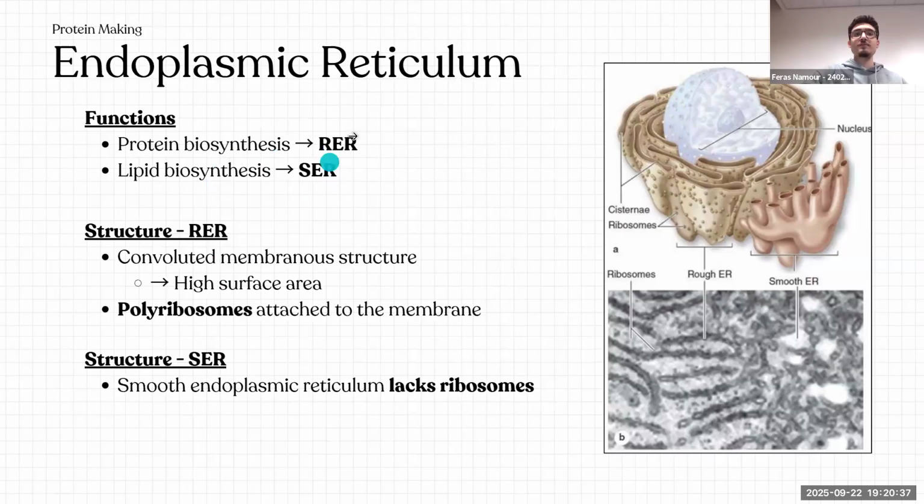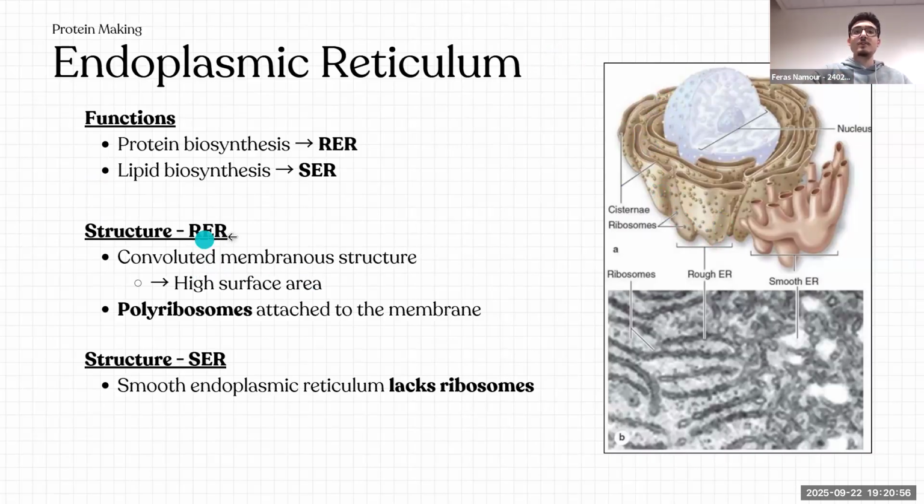But when we look at the structures of both of these, why is one rough and why is one smooth? What do we mean by that? Basically, remember your small ribosomes? They attach themselves to this membranous endoplasmic reticulum. And by doing so, it gives off this feeling of being rough.